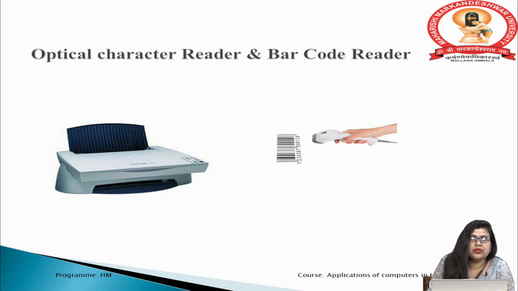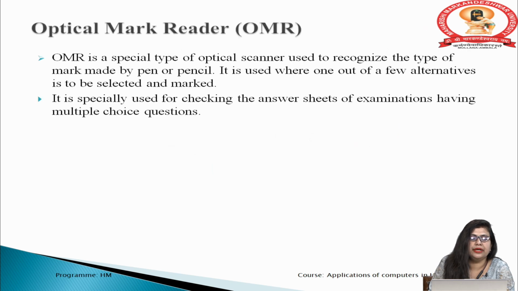For example, you can see the diagrammatic examples of the optical character reader and barcode reader. When you go to a retail shop and buy a particular item, you see this kind of barcode, you scan it with a barcode reader, and so the MRP is calculated according to the barcode.